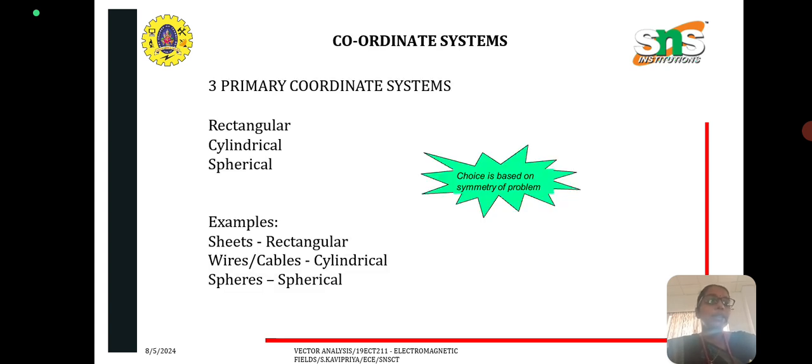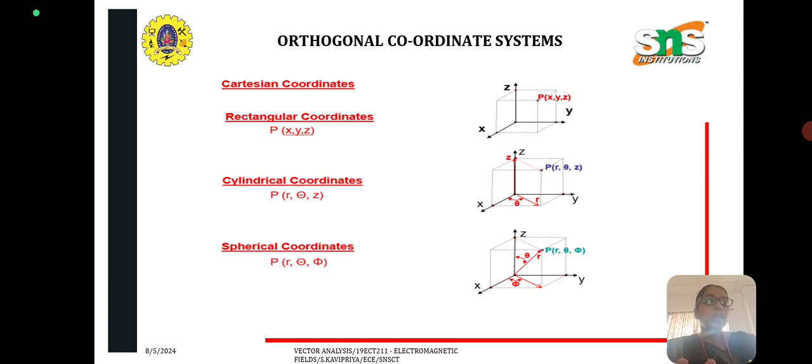We have three coordinate systems in electromagnetic field. They are the Cartesian or rectangular coordinate system, cylindrical coordinate system and spherical coordinate system. Examples: sheets for Cartesian or rectangular, wires or cables for cylindrical, and spheres for spherical. The Cartesian coordinate system has three coordinates x, y and z; cylindrical has r, theta and z; spherical has r, theta and phi. A point is represented as P of x, y, z in Cartesian, P of r, theta, z in cylindrical, and P of r, theta, phi in spherical.